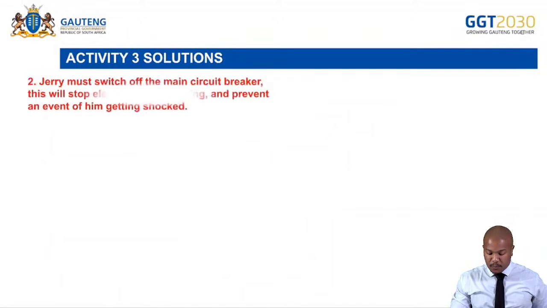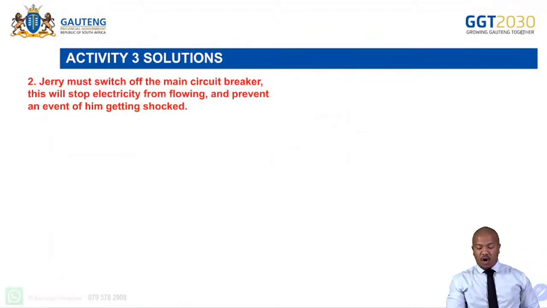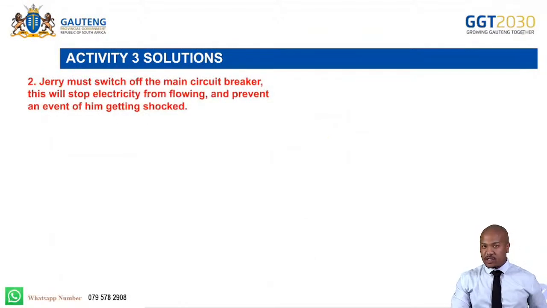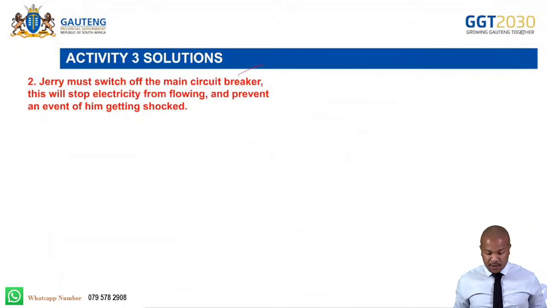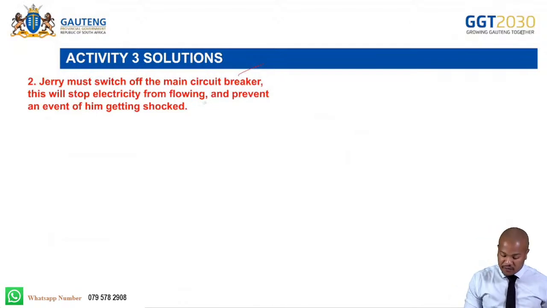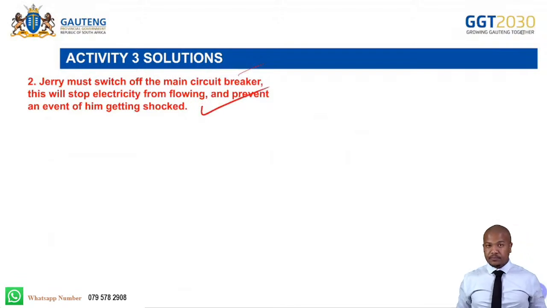Then number 2, Jerry must switch off the main circuit breaker first before he changes what? The socket. He must first switch off the main circuit breaker, because it will stop the electricity from flowing and prevent him from getting shocked.